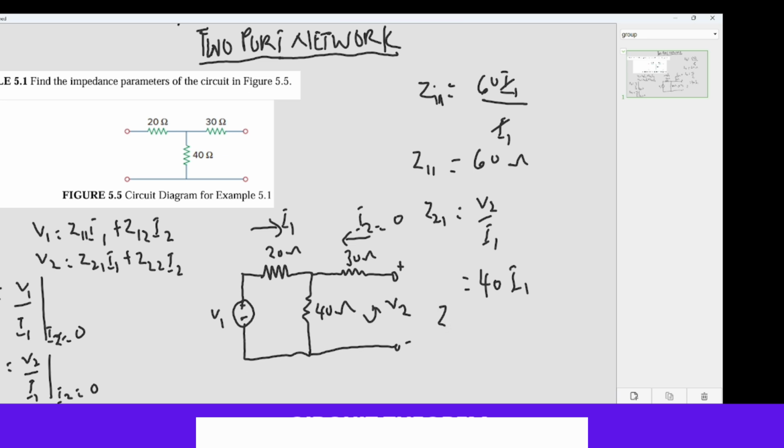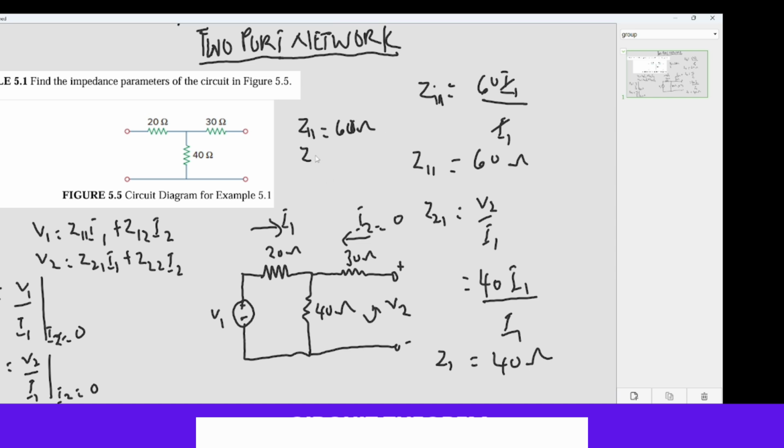So my Z21 is going to be equal to my 40 I1 all over I1. And my Z21 is going to give me what? 40 ohms. Okay, so this is when our I2 is equal to 0. Now we found the Z parameters for Z11. So Z11 is giving us 60 ohms.